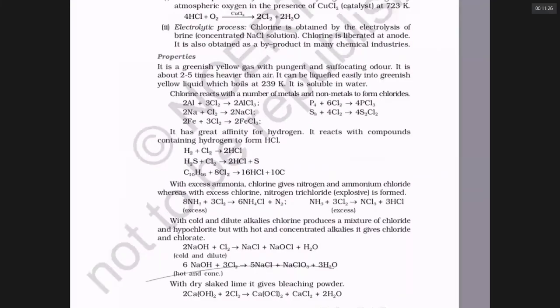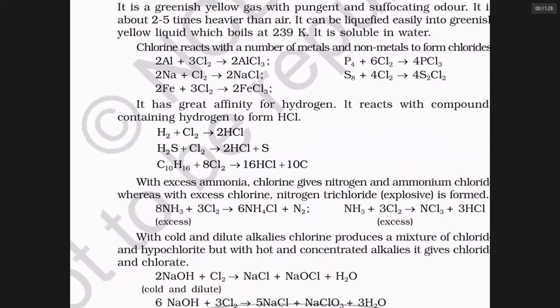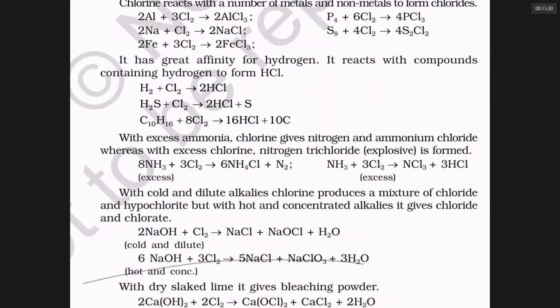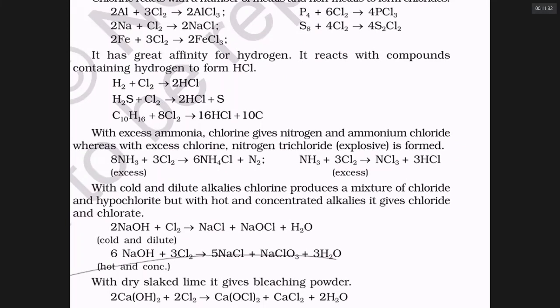Students need to practice one very important reaction. It was asked 4 times in the IIT entrance. What happens when excess of ammonia reacts with chlorine? When excess ammonia reacts with chlorine, you get ammonium chloride and N2. When excess of chlorine reacts with ammonia, you get NCl3. NCl3 is used as an explosive.